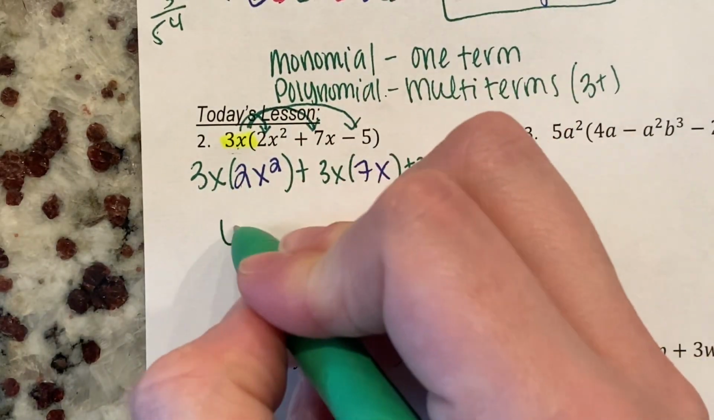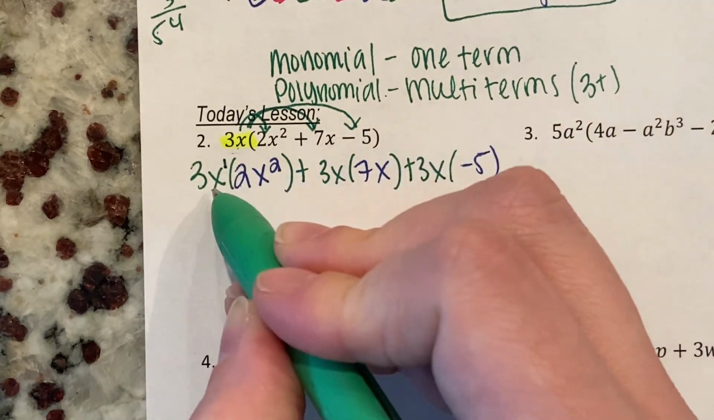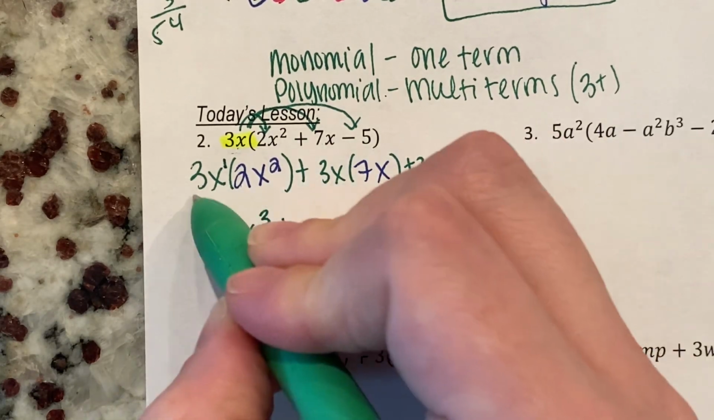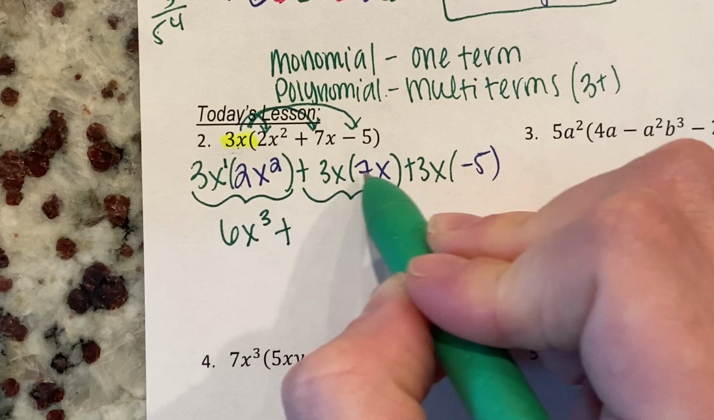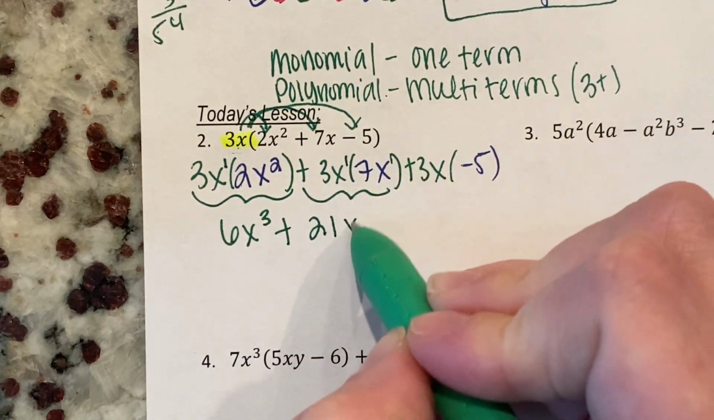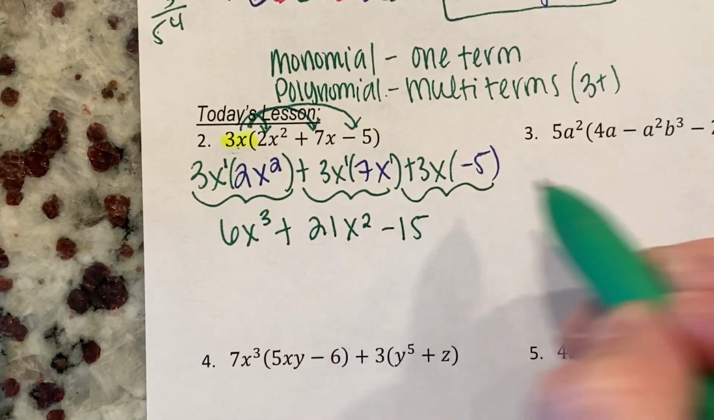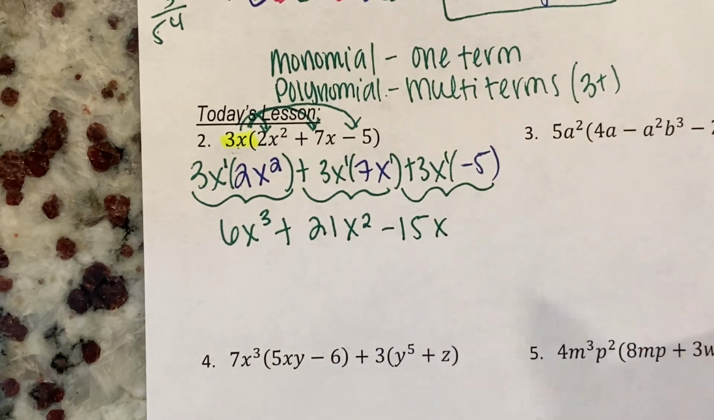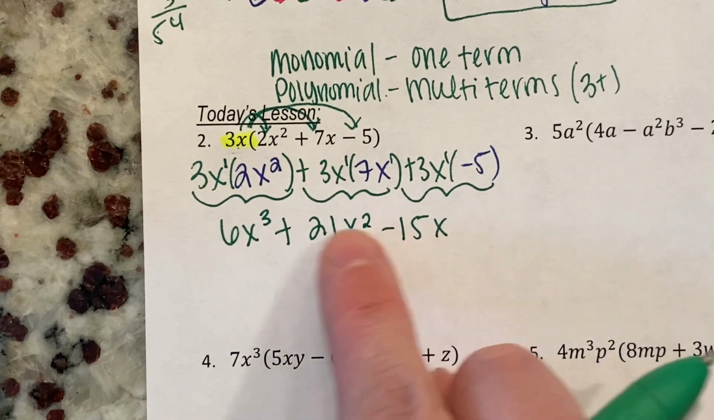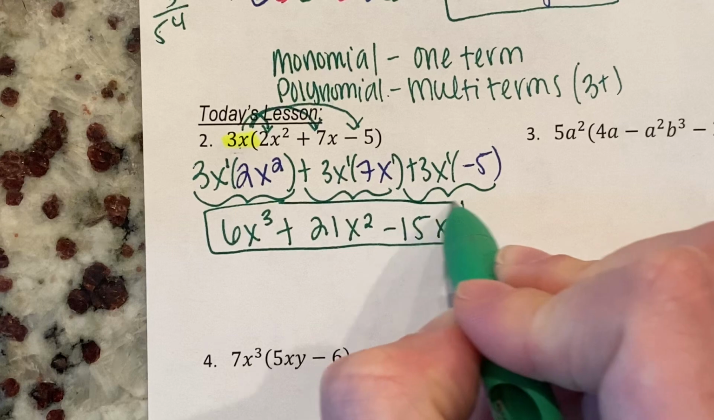3 times 2 is 6. And then what do we do with the exponents? We add them. Remember, this is 1, so we have 3 x's here. The next group right here, we have 3 times 7, which is 21. And how many x's do we have? We have 2. And then right here, we have 3 times negative 5, so negative 15. And we only have 1 x. Then you look at, can you combine any of these? No, because they're not the same variable with the same exponent. So that would be your final answer there.